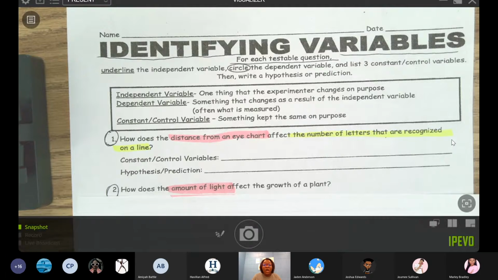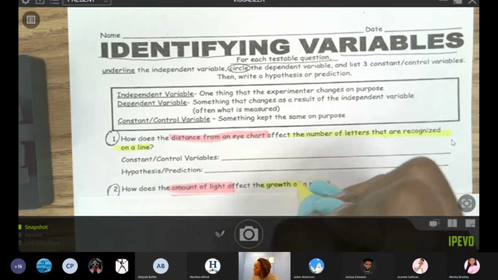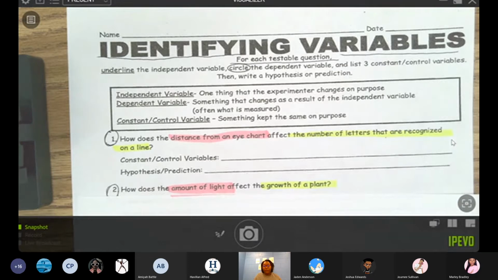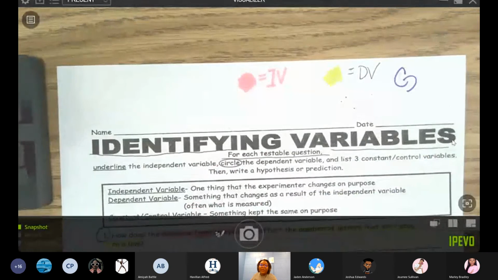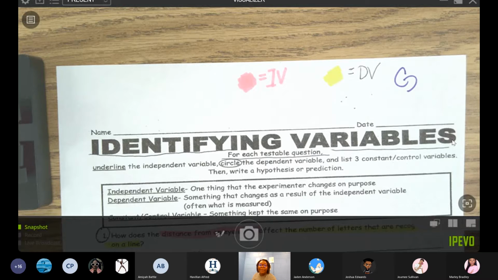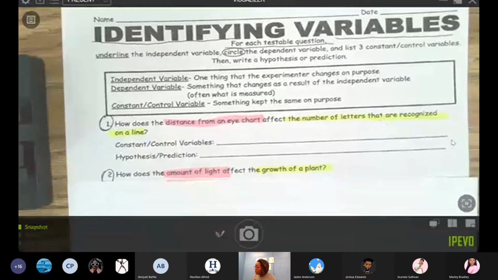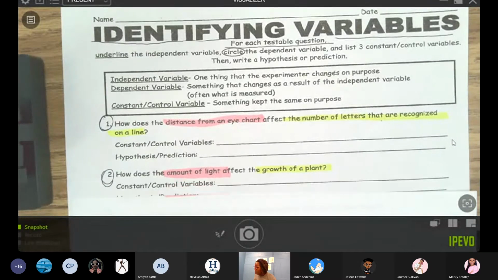So what is my ending result? Because I changed the amount of light, someone turn on their mic and let me know what's going to be affected. The growth of a plant. The growth of the plant is my dependent variable. Remember, we made that key up top. Anything I highlight pink is my independent variable. Anything I highlight yellow is my dependent variable. Let's do one more of these together.